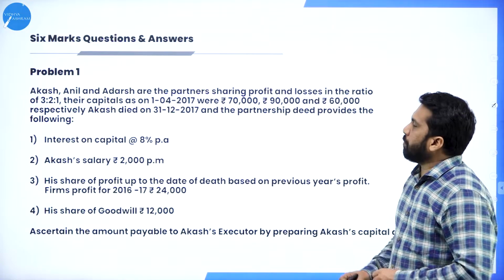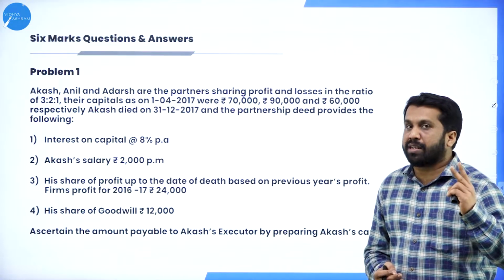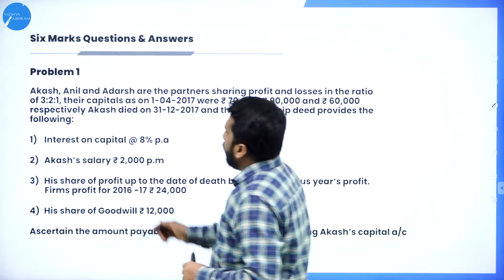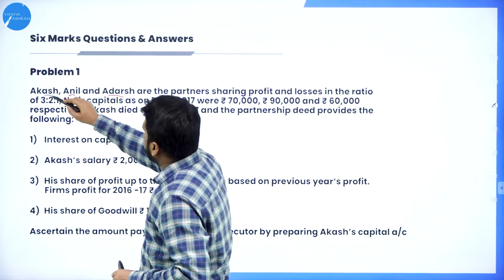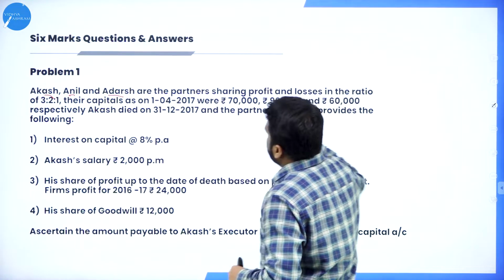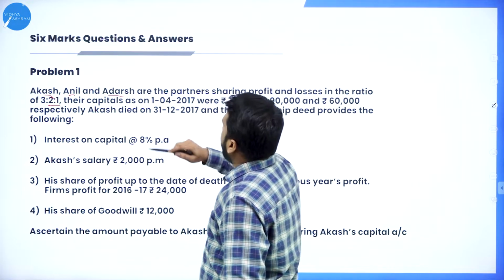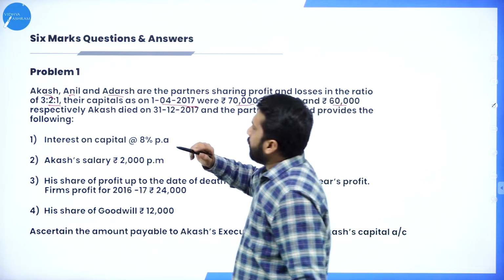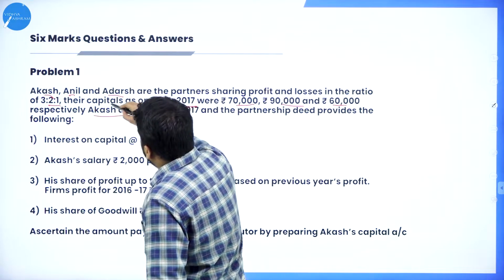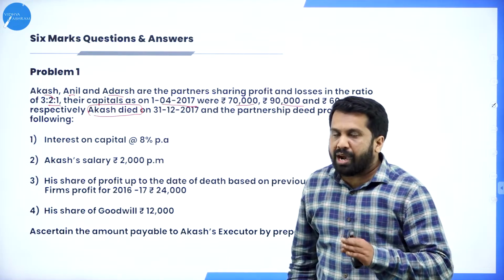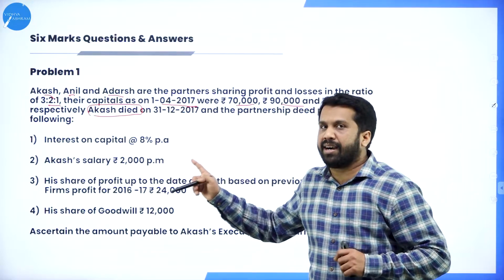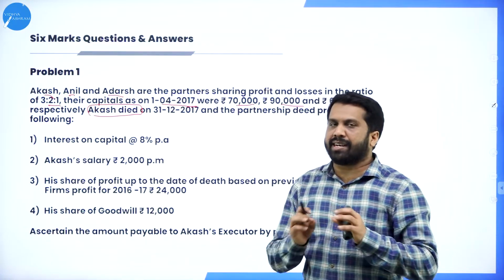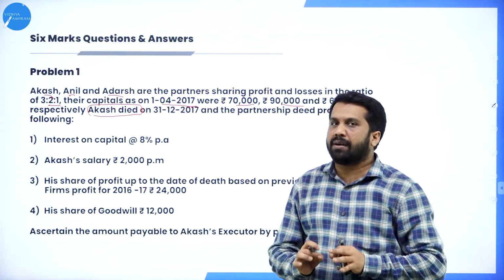Now, we'll go with problem number 1. We are doing 2 problems in this. We'll concentrate on problem 1. Problem 2 will be easy and it will be homework for you. Now, Akash, Anil and another, 3 partners are there. Partners share profit and losses in the ratio of 3:2:1. Their capital as on 1/4/17 was 70,000, 90,000 and 60,000 respectively. Akash died. Now remember, you have to concentrate only on Akash. Whatever details are given for Akash, that much only is our work.